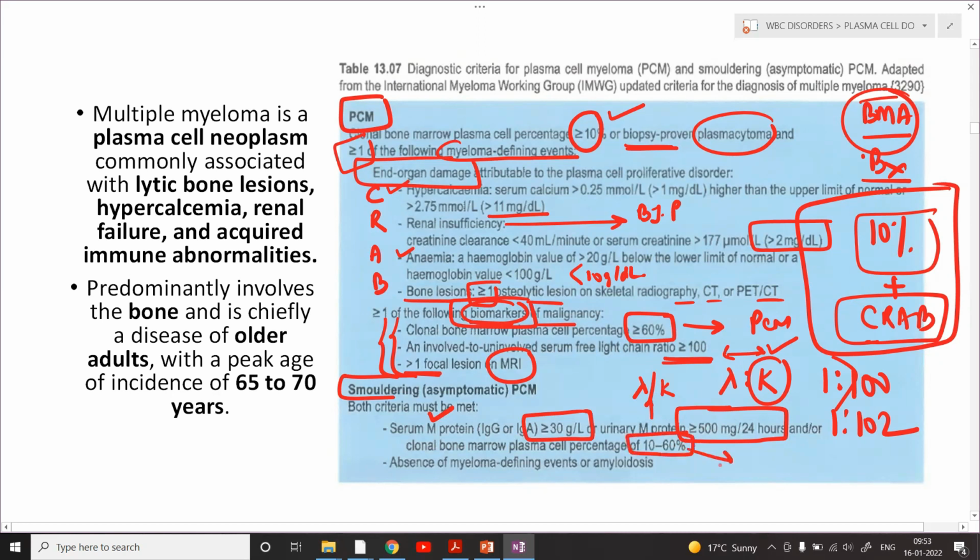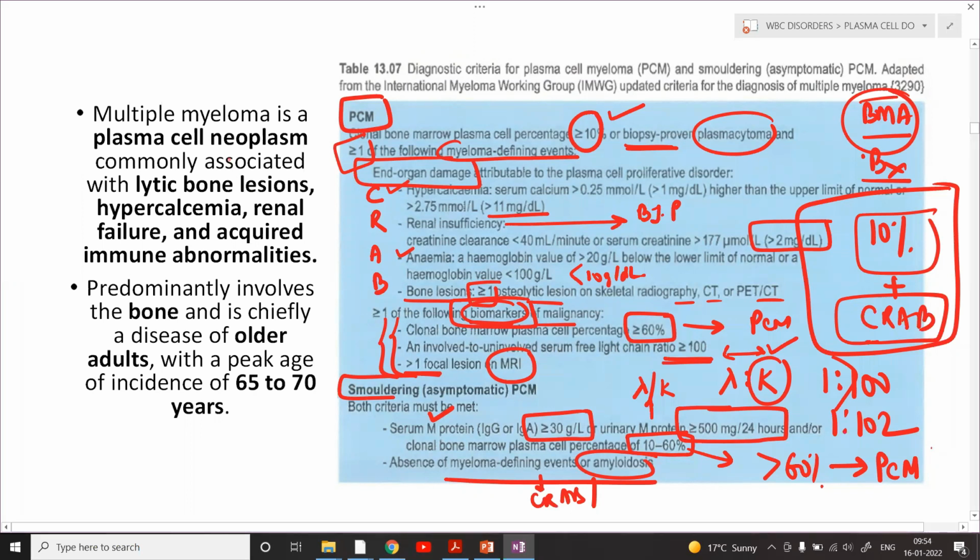Why between 10 to 60%? Because if it becomes more than 60%, then it becomes plasma cell myeloma, because it is one of the biomarkers of malignancy. And there should be absence of any of the CRAB. CRAB should not be present. The patient shouldn't be suffering from amyloidosis. Is this point crystal clear to everyone? Yes. Okay, the criteria is clear to everyone.